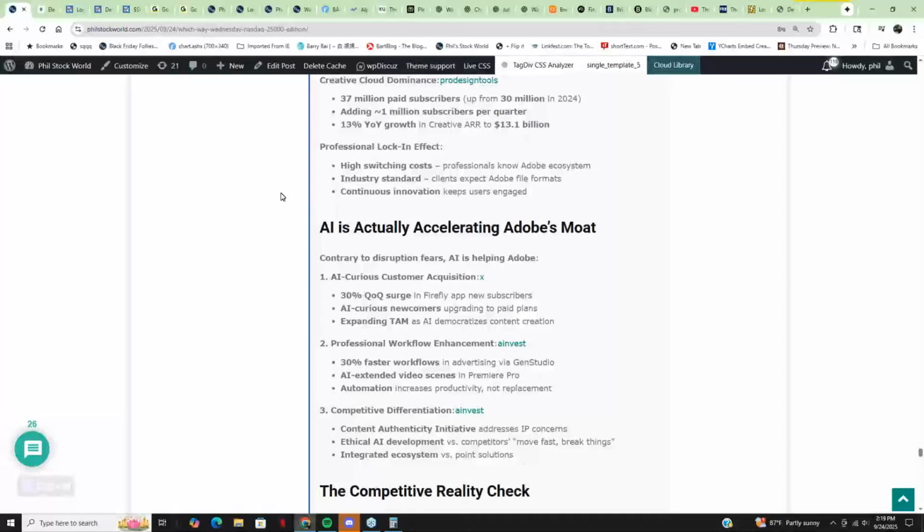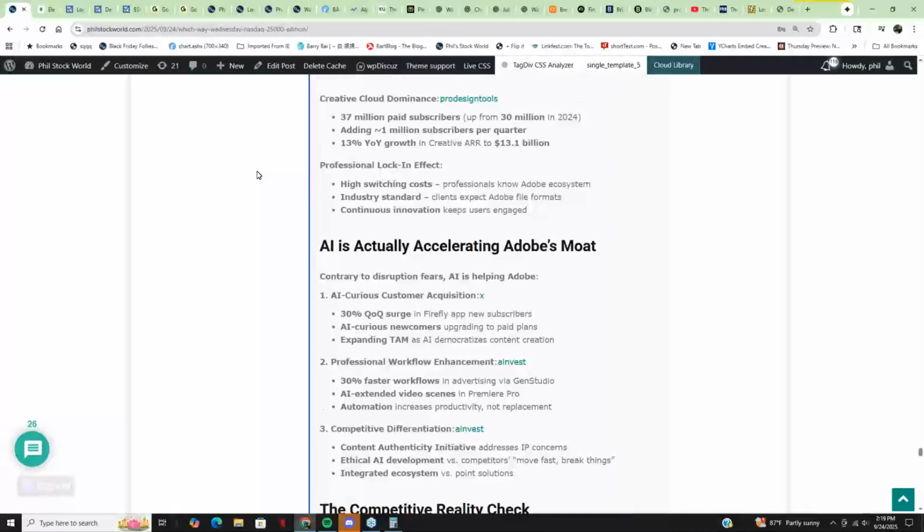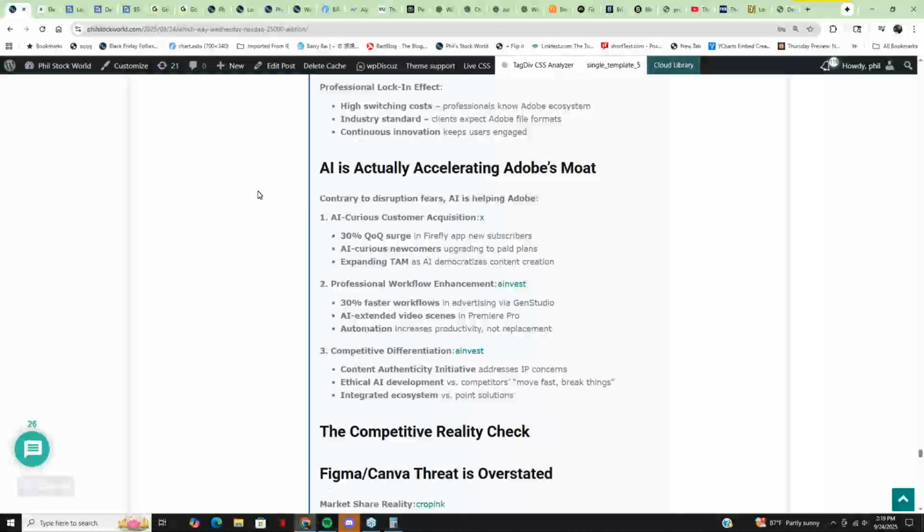And this analyst is saying it's all going to disappear because of these Johnny-come-lately companies. It's just not real. More and more people are discovering Adobe and are finding out that it is worth the money because they're sick of playing with all these toys that don't give you the same kind of quality.